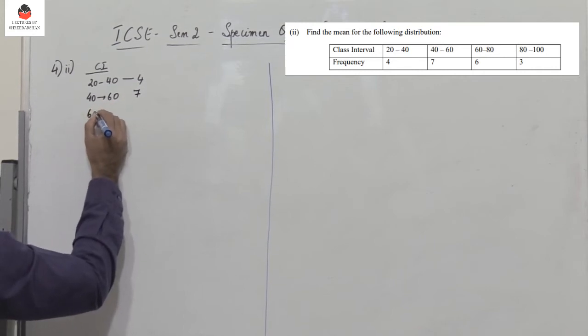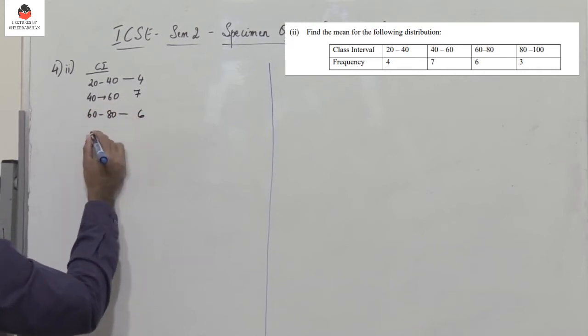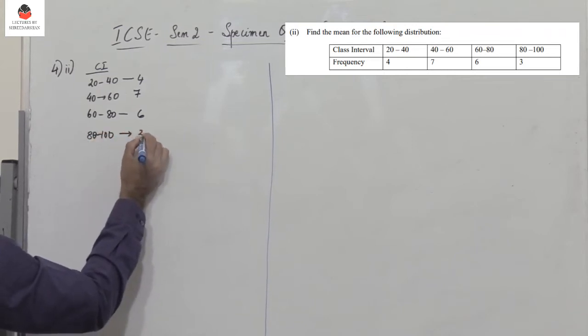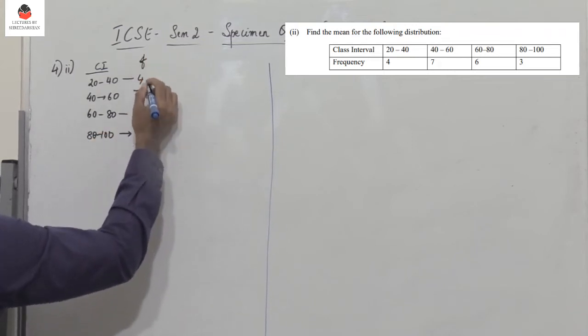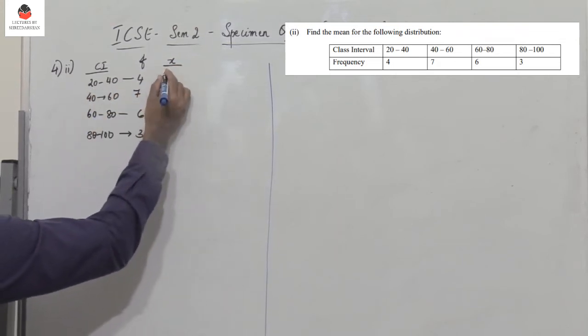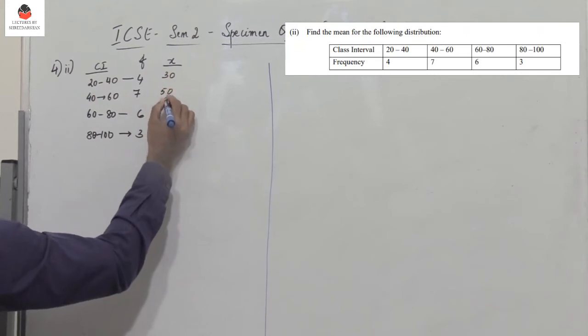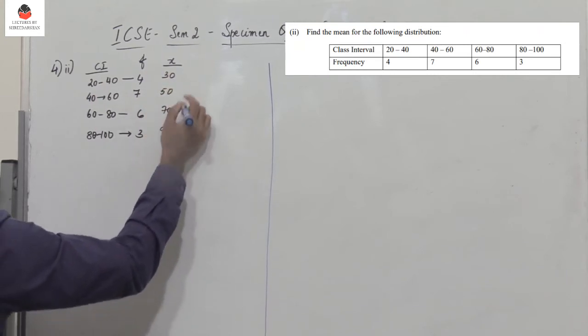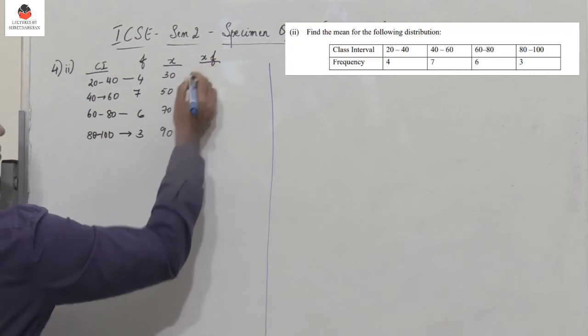Then you have 60 to 80, frequency is 6, 80 to 100, frequency is 3. So this is f. So find x, the mid value of 20 and 40, which is 30, 50, 70 and 90. What is x into f?